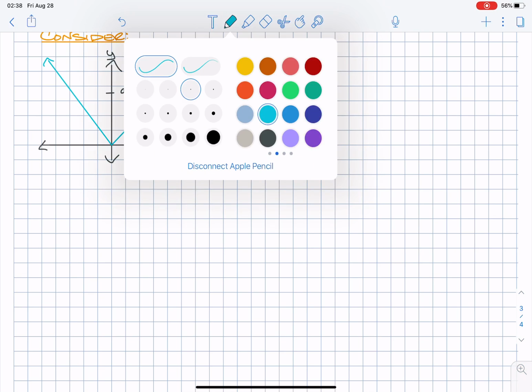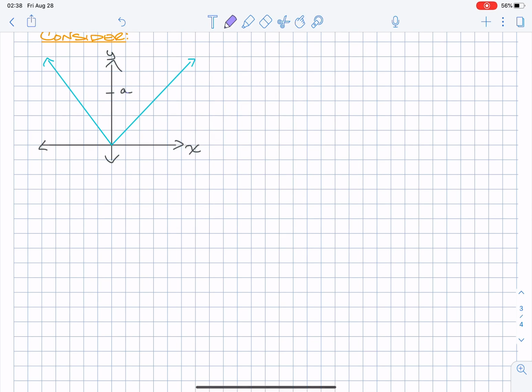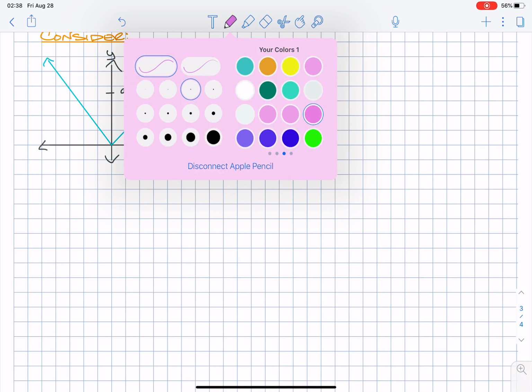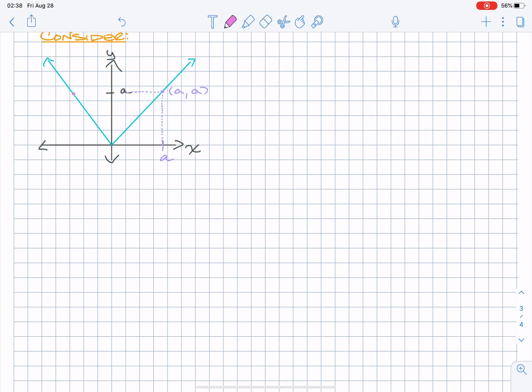So what that means is if I look over here to where this point is going to be, it's a, comma a, because the absolute value of a is a. And similarly, if I look over here, the coordinate here is actually going to be negative a, because this is negative values for x. So this is actually negative a, comma a.